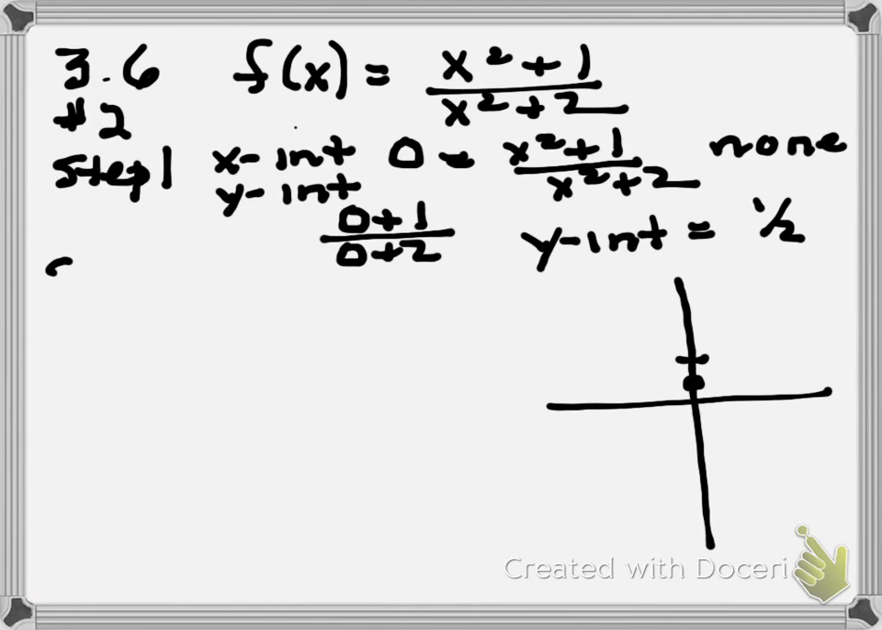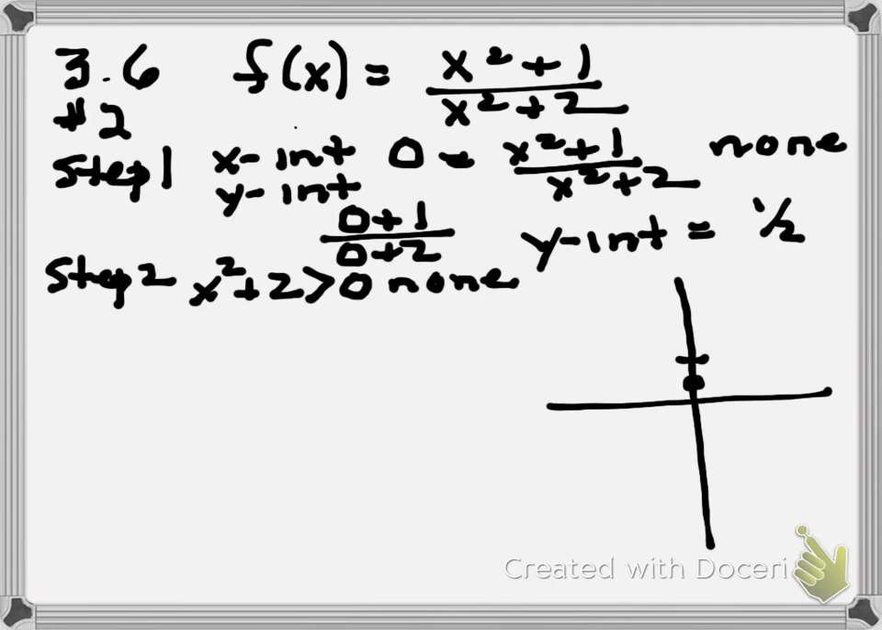Step 2, I want to find the vertical asymptotes. Well, when I take the denominator and I set it equal to 0, I have x squared equals a negative 2. This is always going to be positive, x squared plus 2. Therefore, there are none. There are no vertical asymptotes in this problem.